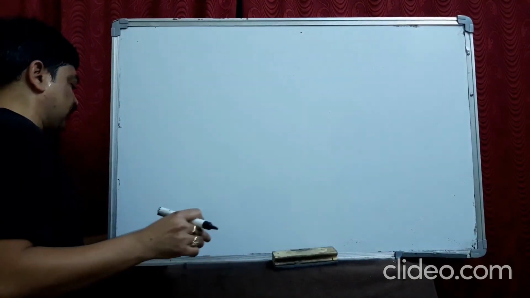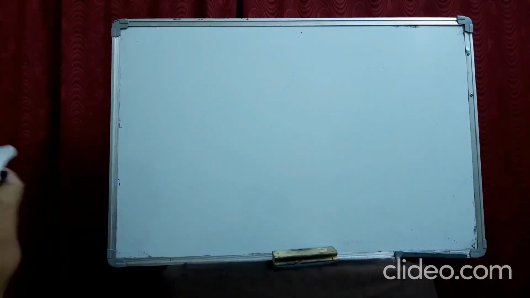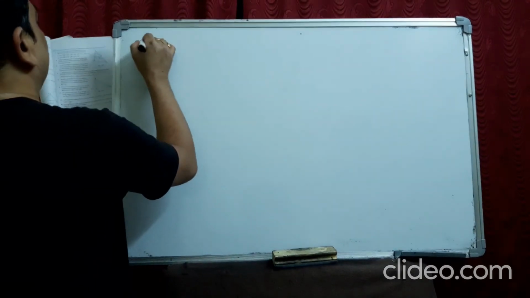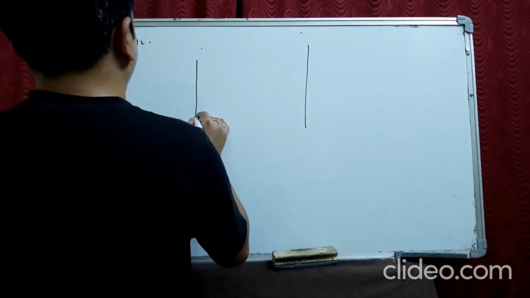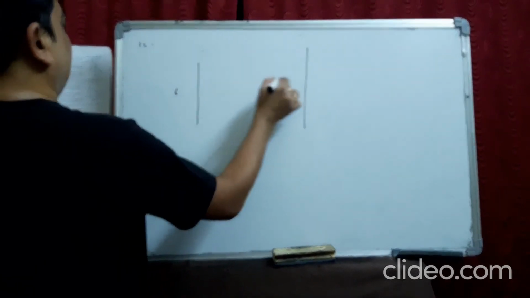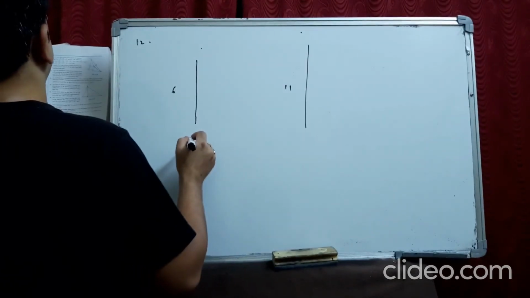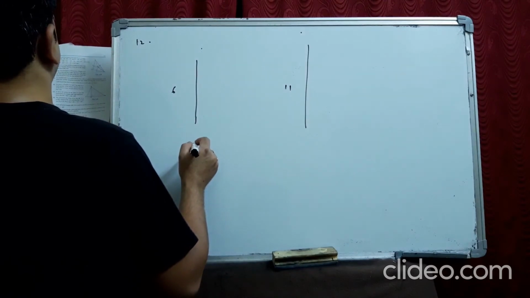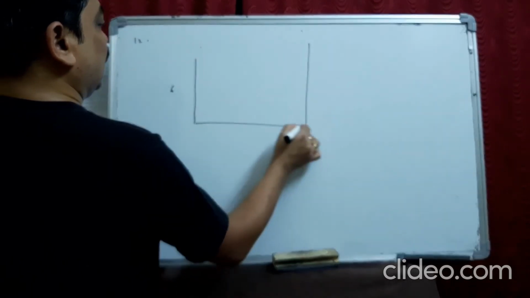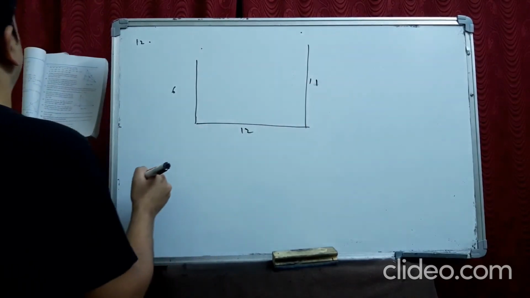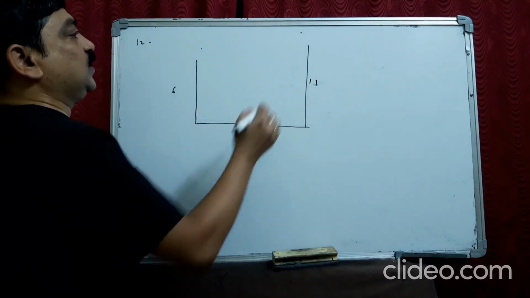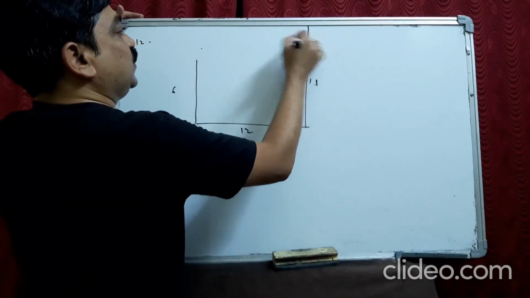Now see the 12th question. Two poles of height, one is 6 and one is 11. If the distance between the feet of the poles is 12 meters, this is 12 meters, this is 11. Find the distance between their tops. You are asked to find out the distance between their tops.